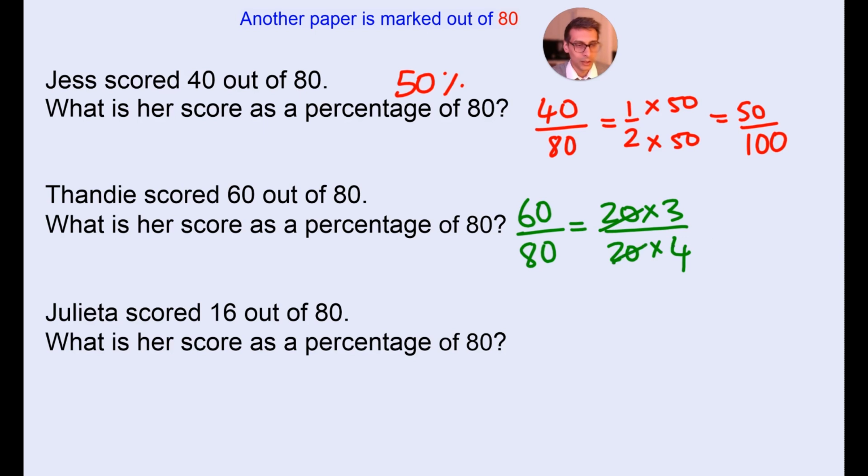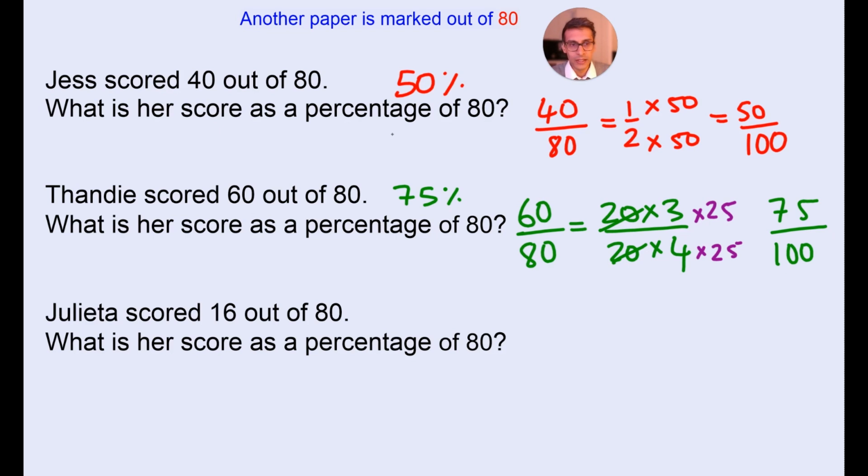So if 20s cancel out, now 3 over 4, if we can scale this back up again, we can multiply it by 25 over 25. So that gives us 75 over 100. And that means this is 75%. So the key skill you're learning here is finding a way to make the denominator 100.